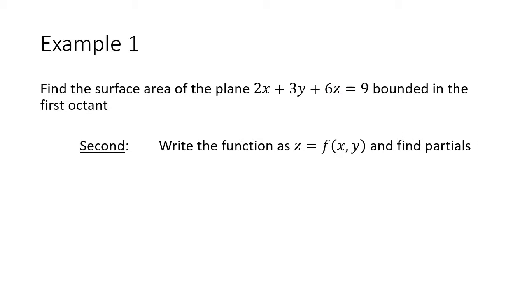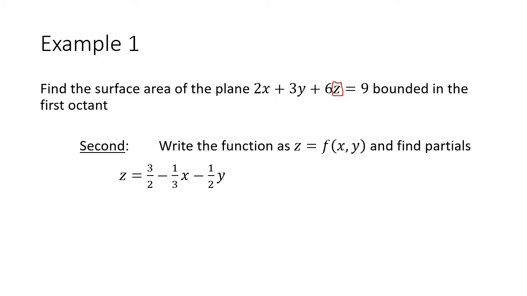Now, the second step is, well, I need to find my partials. But before I can find my partials, I need to set this up as z equals a function of x and y. And that's not the case here because I have my x's, y's, and z's all together. So the first thing I'm going to need to do now is do some algebra so that I can get this z here by itself. So again, pause the video for a second, do the algebra, solve for z, get z equals, and then let's see if our answers match. Because I'm getting z equals 3/2 minus 1/3 x minus 1/2 y, of course, when I simplify and reduce each of my fractions.